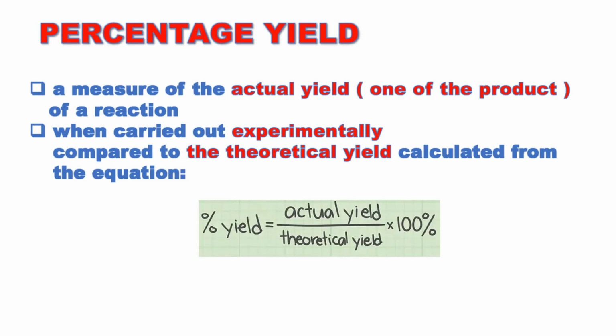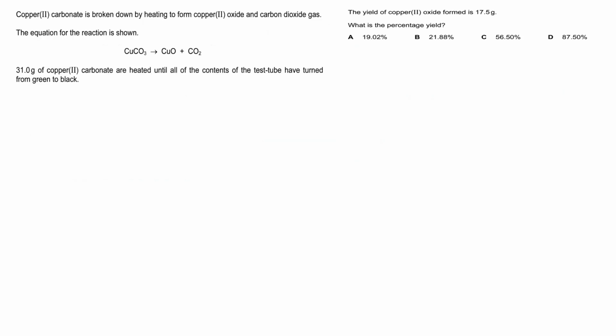Okay, let's start the first problem. Copper(II) carbonate is broken down by heating to form copper(II) oxide and carbon dioxide gas. The equation for the reaction is shown. Copper carbonate decomposes; this type of reaction is called thermal decomposition. Copper(II) carbonate decomposes by heat into CuO, copper(II) oxide, plus CO2.